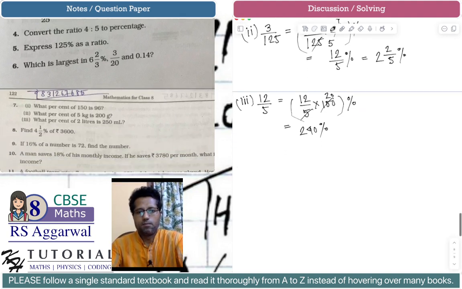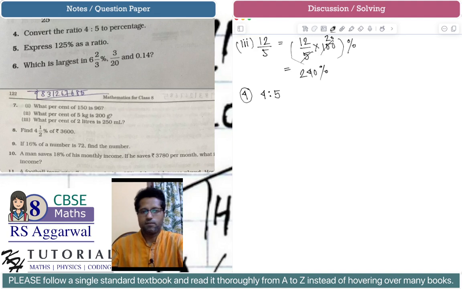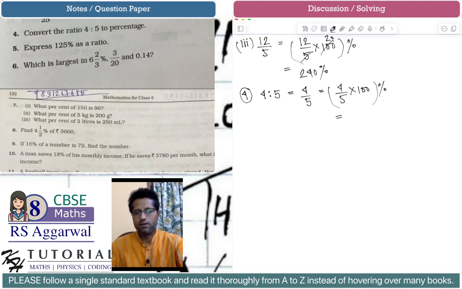Let's do problem number 4. Convert the ratio 4:5 to a percentage. When we convert a ratio to a percentage, we first convert the ratio to a fraction. So ratio 4:5 as a fraction will be 4 by 5. And when this 4 by 5 fraction is expressed as a percentage, it will be that fraction multiplied by 100 percentage. This is equal to 4 by 5 multiplied by 100 is 80.